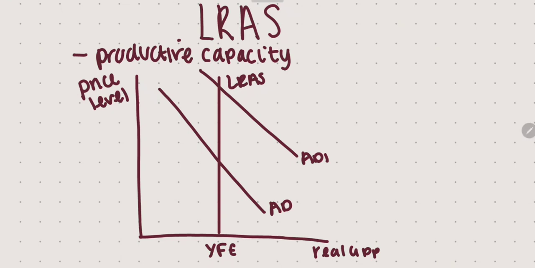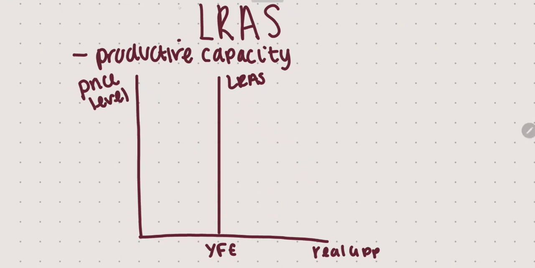Well, it's because the LRAS classical version is a classical diagram. That means it's developed by classical economists who believe that the economy, the free market economy, is efficient. And that means that whenever the free market economy moves into an output gap or into disequilibrium, it will automatically correct. So let's illustrate this.